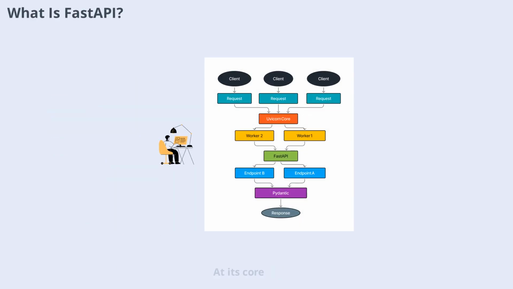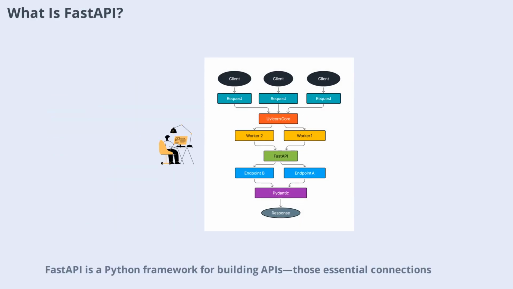At its core, FastAPI is a Python framework for building APIs, those essential connections that let different apps and services talk to each other. If you've ever used a weather app or ordered food online, you've benefited from APIs working behind the scenes. FastAPI makes creating these connections straightforward and efficient. It handles the heavy lifting so you can focus on your app's unique features. Whether you're building a simple project or a complex system, FastAPI adapts to your needs, making backend development more accessible than ever.